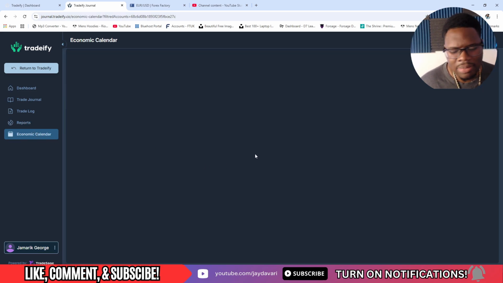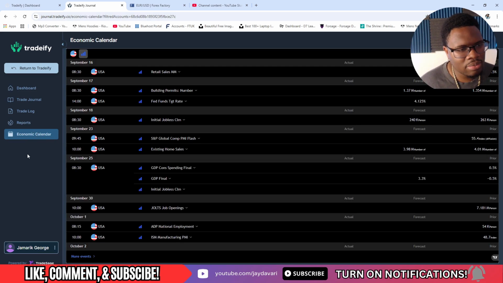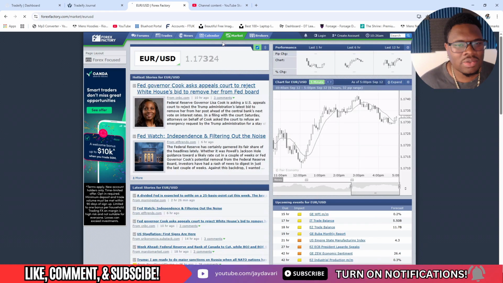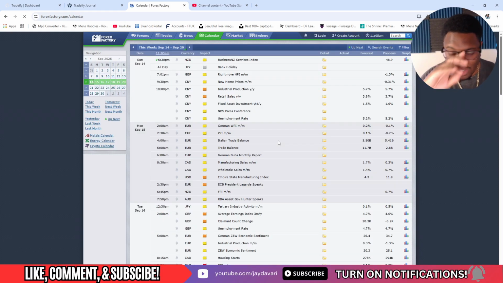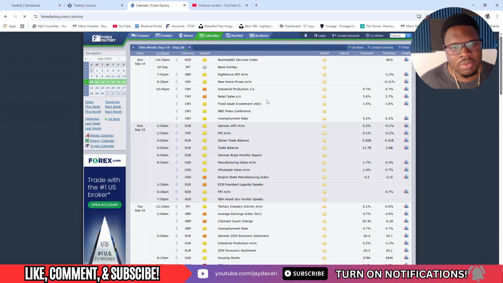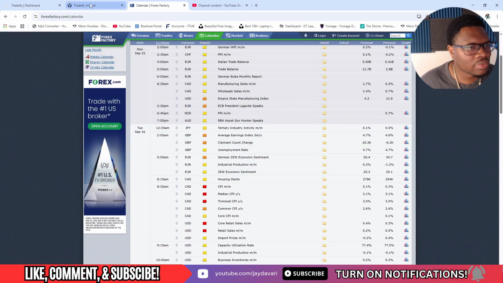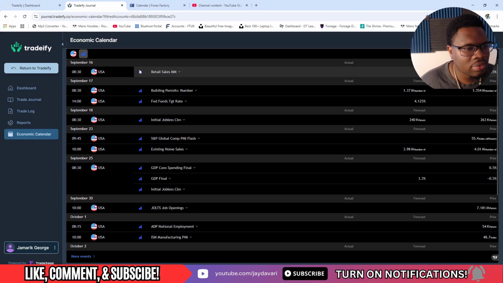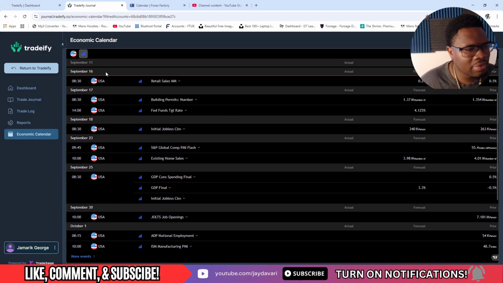They also have the economic calendar here. Right now I use Forex Factory. Here it goes right here. I tend to use Forex Factory a lot, like most people do, especially when I first started. I was over in the Forex space, so Forex Factory is what I stuck with. So right here, they do have their own economic calendar.